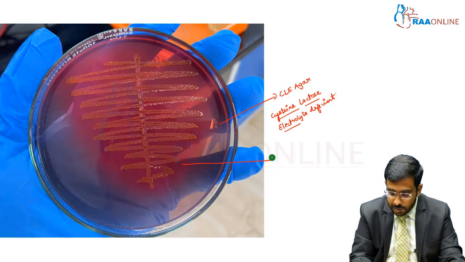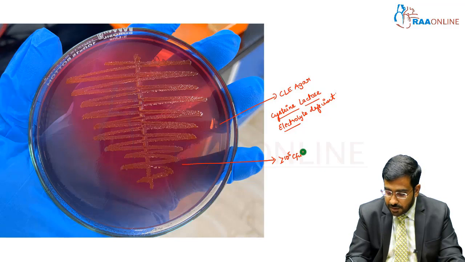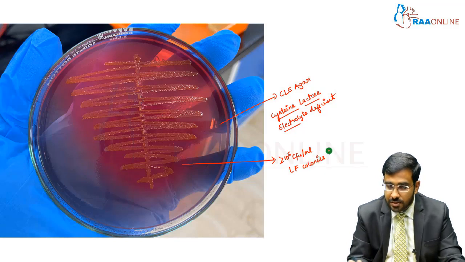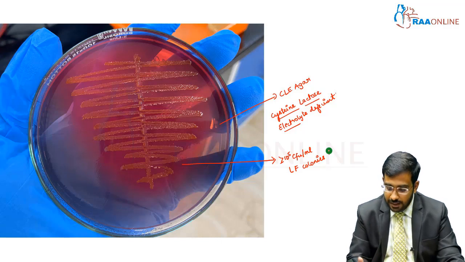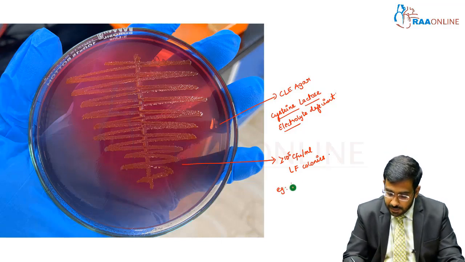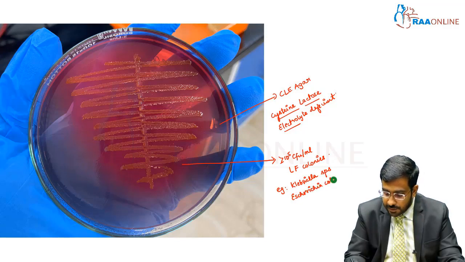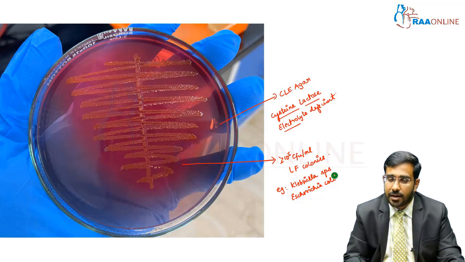Here you are able to see more than 10 to the power 5 colony forming units per ml of lactose fermenting colonies. So this yellow colored colony, with a pinkish hue, is going to be a lactose fermenting colony. Examples are Klebsiella species and Escherichia coli, which are lactose fermenting organisms.